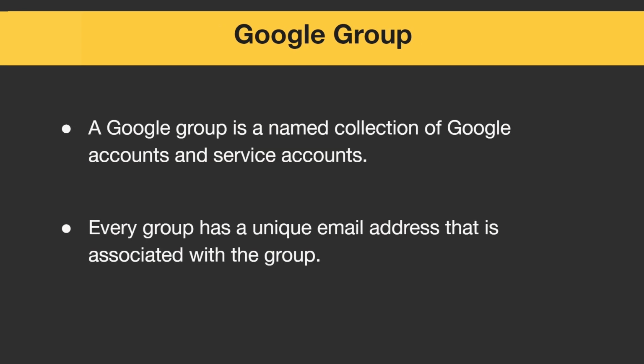Third is Google groups. A Google group is a collection of Google accounts and service accounts. So you can apply roles, policies, and permissions directly on the Google group. Each group has a unique email address associated with it, so you can apply policies and permissions directly on the email address, and it will apply to all the users connected with the group.